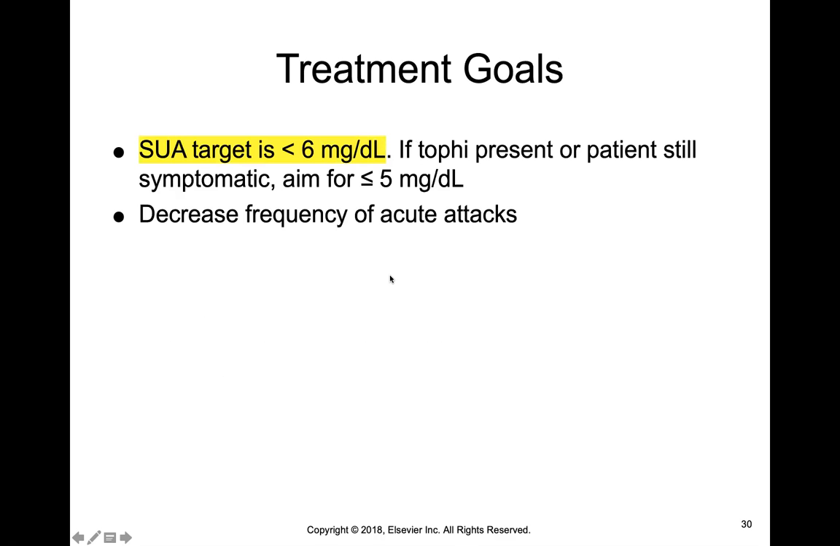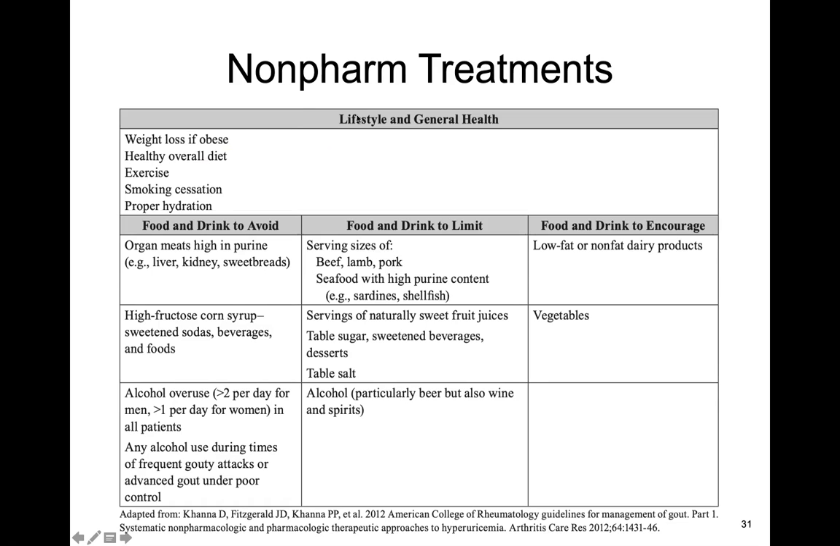So the treatment here for gout is to reduce that serum uric acid level to less than 6. If tophi are present or the patient is still symptomatic, then we'll try to drive that down to 5. And of course, we want to decrease the frequency of gouty attacks. So here are some of the non-pharmacological treatments in table format. You can see some of the foods and drinks to avoid, and then some of the lifestyle goals.